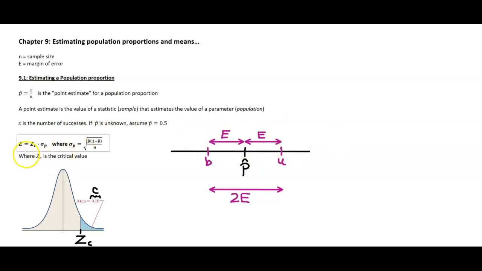So E, the margin of error, is calculated by finding the critical value and then calculating the estimated standard error. The estimated standard error for this point estimate of the population proportion is the square root of P hat times 1 minus P hat over N. And to find the critical value, it's a little bit confusing because sometimes the critical value is a Z and sometimes it is a T, and I will explain that in a minute. But the critical value you find using software or a table.